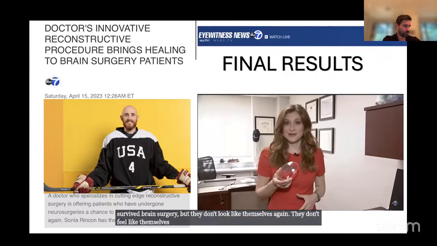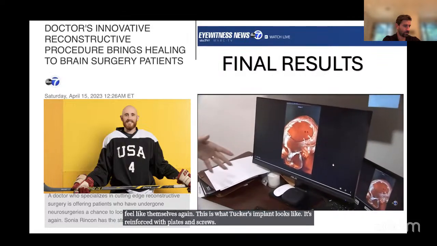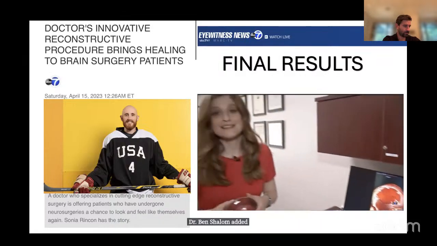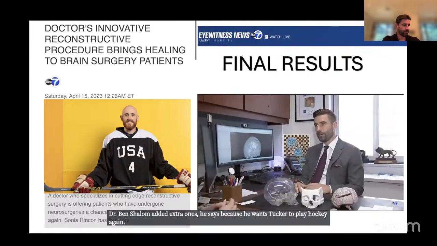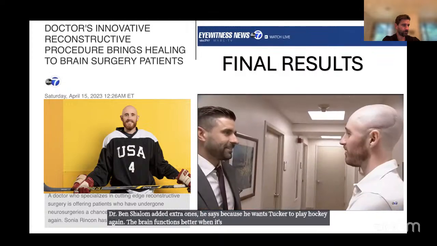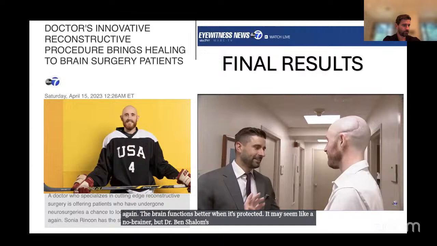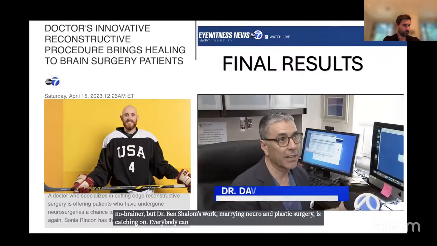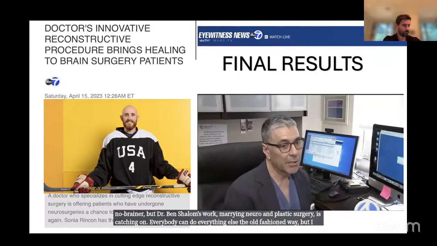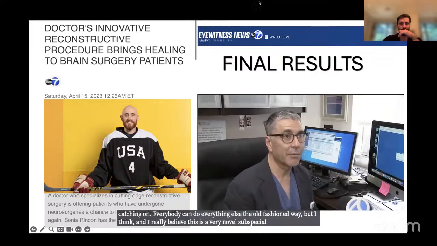This is what Tucker's implant looks like. It's reinforced with plates and screws. Dr. Ben-Shalom added extra ones, he says, because he wants Tucker to play hockey again. The brain functions better when it's protected. It may seem like a no-brainer, but Dr. Ben-Shalom's work, marrying neuro and plastic surgery, is catching on. Everybody can do everything else the old-fashioned way, I think, and I really believe this is a very novel subspecialty that's going to take off, and we'd like him to lead it.